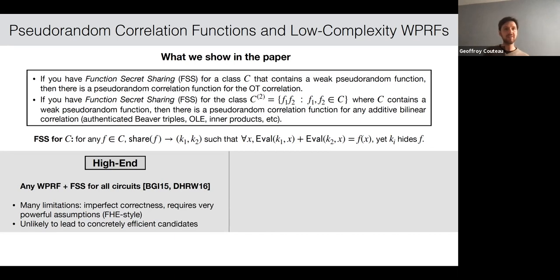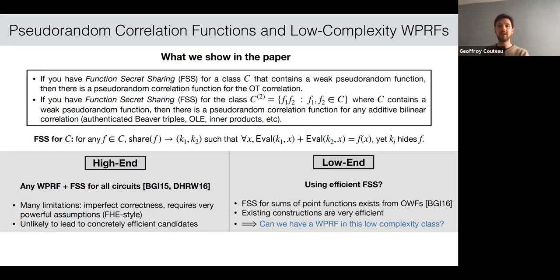So we decided to look at the other end of the spectrum. What if we start from the most efficient function secret sharing schemes we know of? We know of extremely efficient function secret sharing schemes that only require the existence of an arbitrary pseudorandom generator. You can implement them with AES, and they are extremely efficient, really. But they are only for very weak function classes.